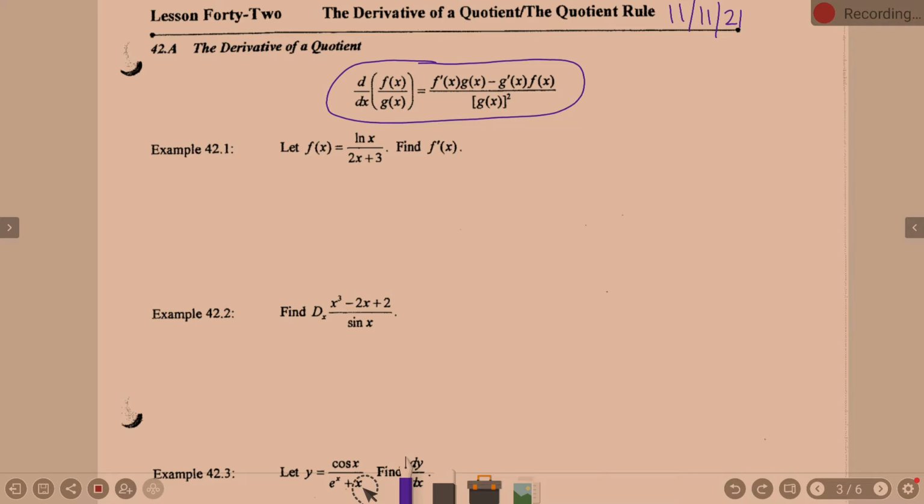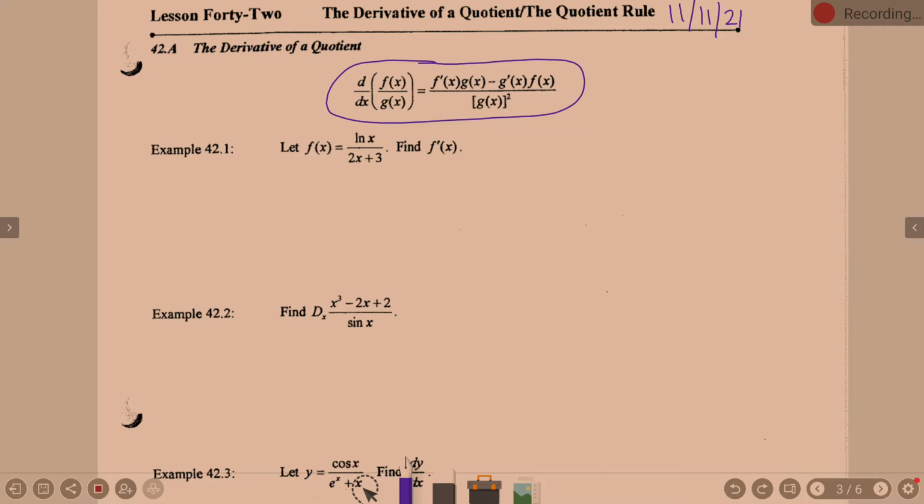Learn it, know it. Derivative of the top times the bottom minus derivative of the bottom times the top, all over the denominator squared.